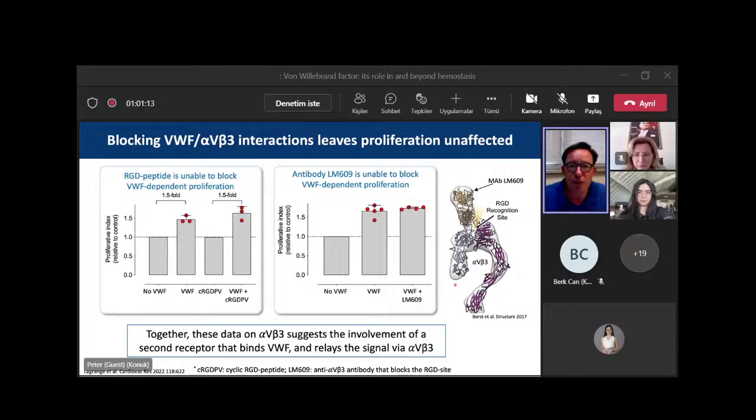However, we started to run into trouble when we tried to block the interaction between VWF and alpha V beta 3. We used two different approaches, an RGD peptide and an antibody that specifically blocks binding to RGD sequences. In both cases, although we knew that we could block binding of VWF to alpha V beta 3, it didn't disturb the proliferation at all. So that complicated our lives a bit.